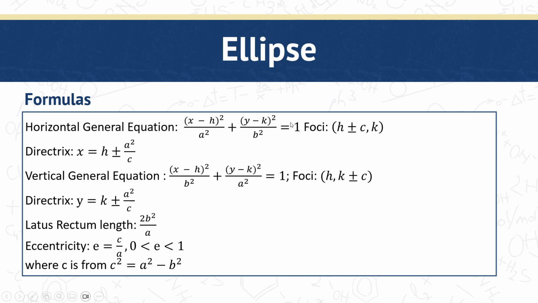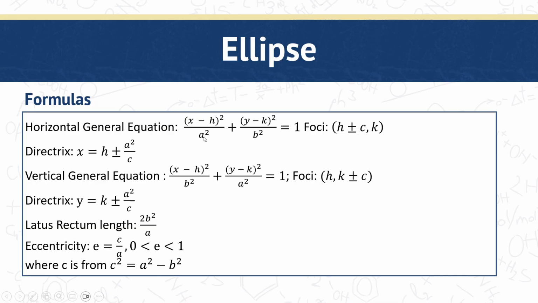It's not dependent. And now its foci, or the plural of focus, since there will be two foci now in an ellipse, are at the points (h plus minus c, k). The c here is from the equation c squared is equal to a squared minus b squared.